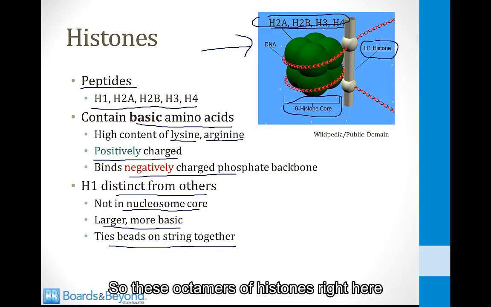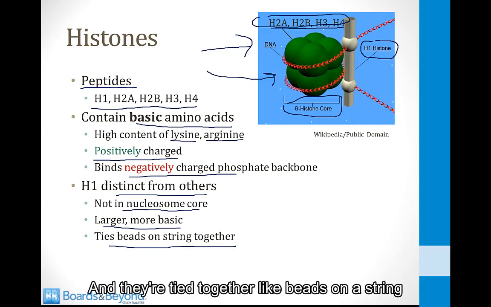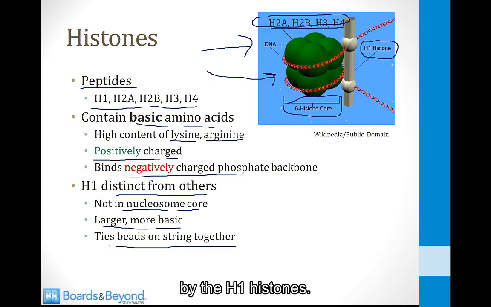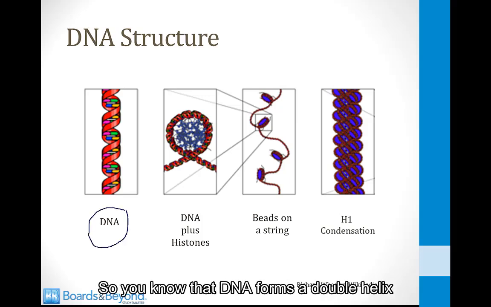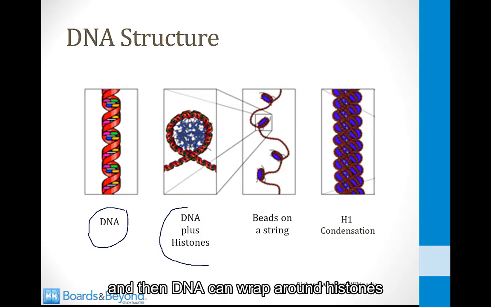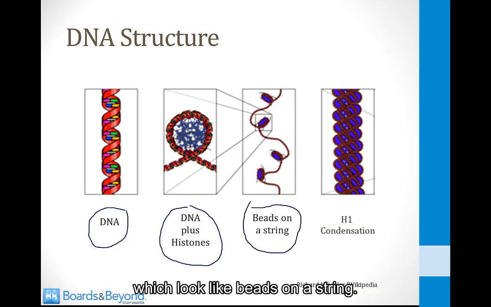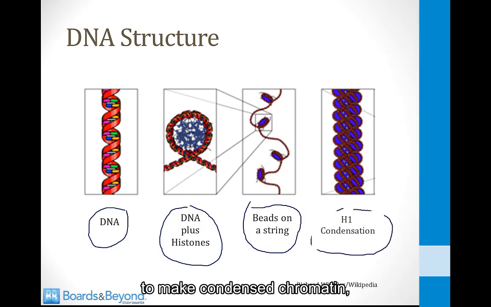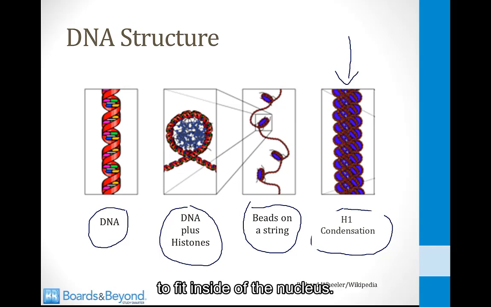So these octamers of histones right here are often called beads, and they're tied together like beads on a string by the H1 histones. This is easier to understand with a picture. You know that DNA forms a double helix, and then DNA can wrap around histones to form a nucleosome. And then you can have a series of those nucleosomes which look like beads on a string. And then the H1 histones will pull all the beads on the string together to make condensed chromatin. And this is nice and tightly packaged, and it will allow the very large human DNA to fit inside of the nucleus.